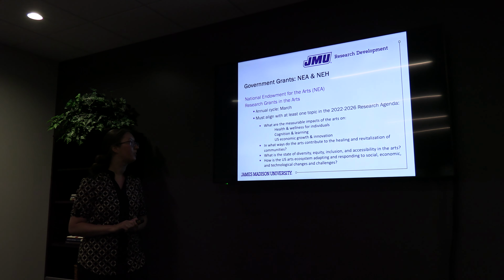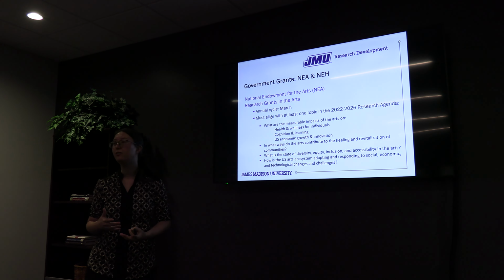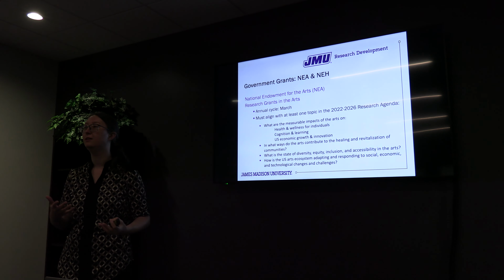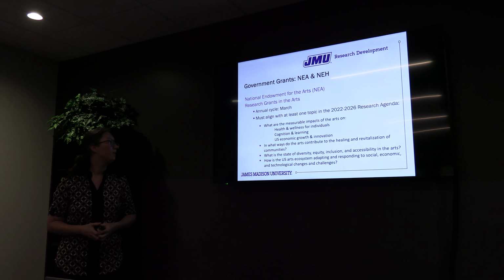So you're trying to connect the research that you're doing on art, broadly construed, to one of these 3 categories. Here are one-sentence summaries for each of those. The first one is to contribute to the healing or revitalization of communities as well as individuals in communities. Then they also want to know about the state of diversity, equity, inclusion, and accessibility in the arts, if your research touches on that. And then also looking at how the arts ecosystem is adapting and changing to social, economic, and technological changes and challenges. So this is specifically what they're doing. It might or might not align with the sort of research that you're doing, if that's the direction that you're going.